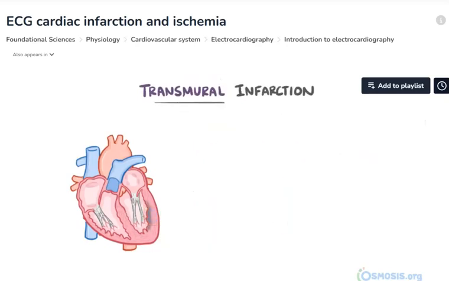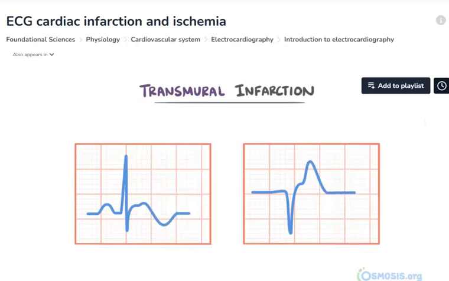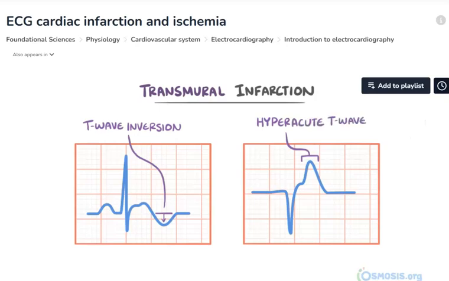Finally, we have transmural infarction, which happens when a coronary artery becomes completely blocked for greater than about 20 minutes, and this causes transmural necrosis. Within minutes, a transmural infarction leads to ECG changes. The most common would be a T-wave inversion, but there might also be hyperacute T-waves, which are large asymmetric T-waves that appear in at least 2 contiguous leads.